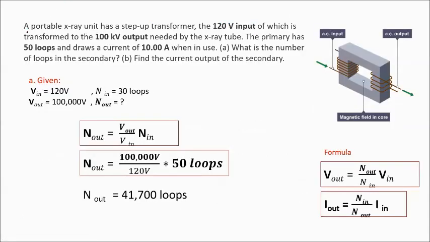So for example, we have a portable X-ray unit that has a step-up transformer. Step up, meaning ipa-taas yung voltage. So 120 volt input transforms to 100 kilovolt output. Kailangan yan sa X-ray tube. So the primary has 50 loops and the current of 10 amperes. So what is the number of loops in the secondary?